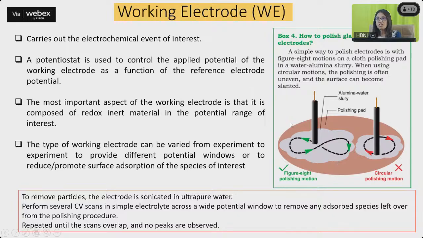So this is just a small side note which has been given to show you how to polish a glassy carbon electrode when you are using one.